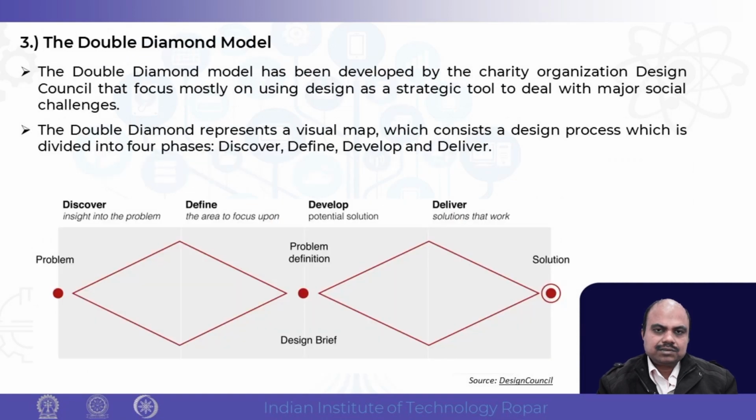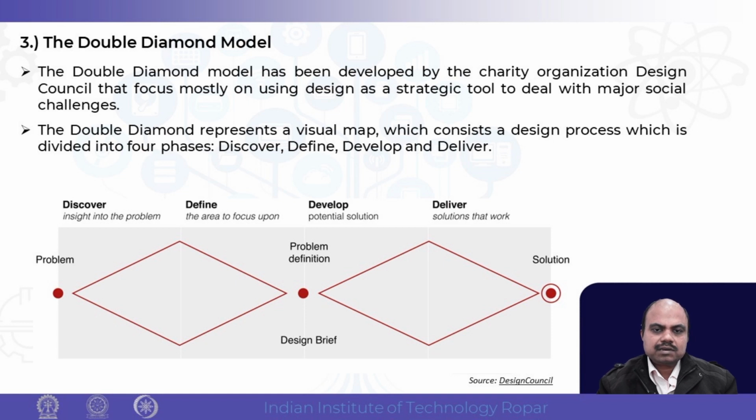The third method which we are going to discuss today is the double diamond method. This is also a quite useful method. The double diamond method has been developed by the charity organization Design Council that focuses mostly on using design as a strategic tool to deal with major social challenges.